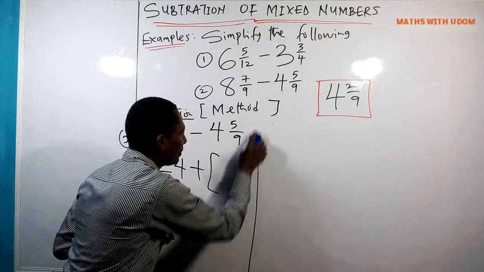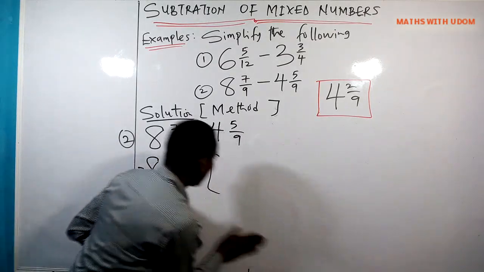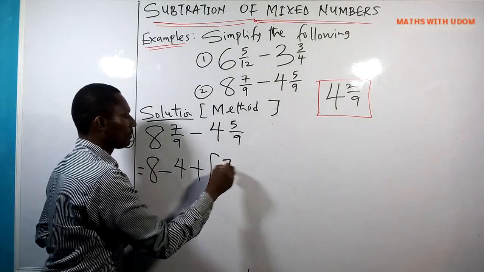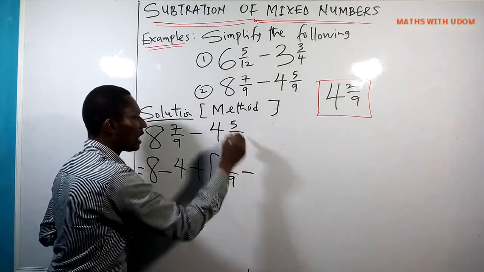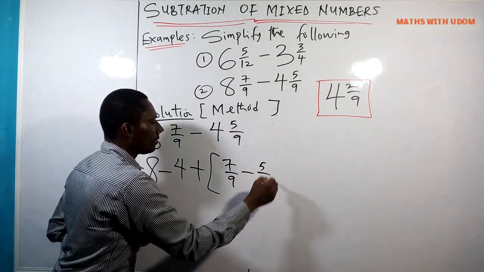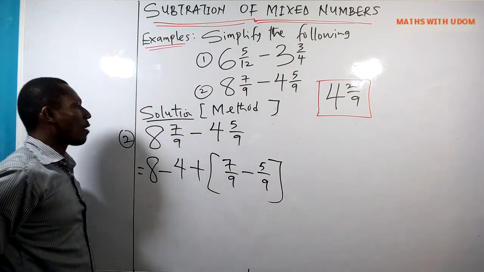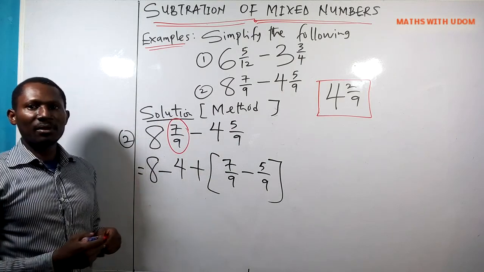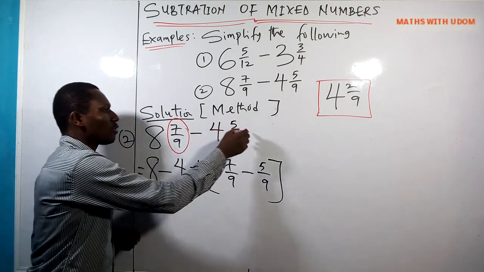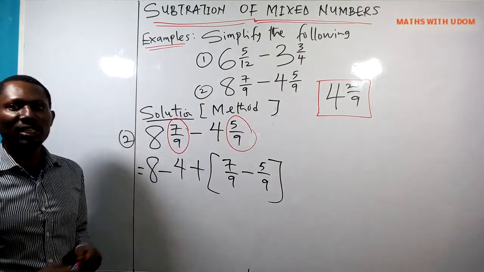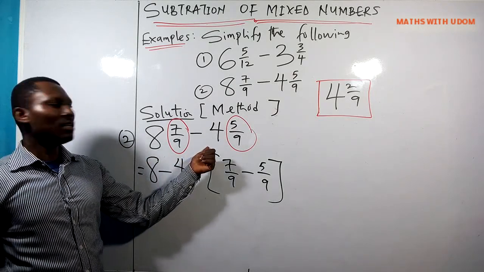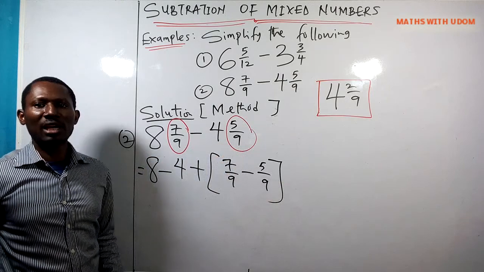When you open a bracket, you have 7 over 9 take away 5 over 9. Because our fractional part is 7 over 9, then the other fractional part is also 5 over 9. Can you see that? So you subtract whole number from whole number, and you subtract fractional number from fractional number.